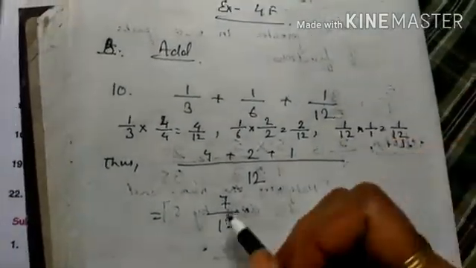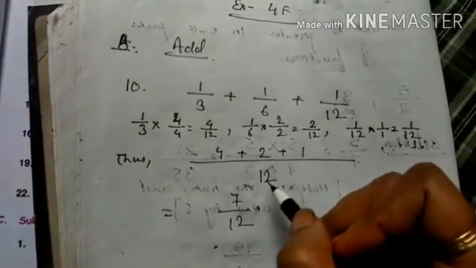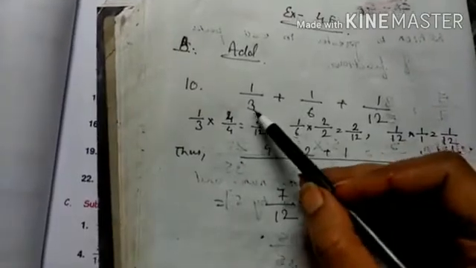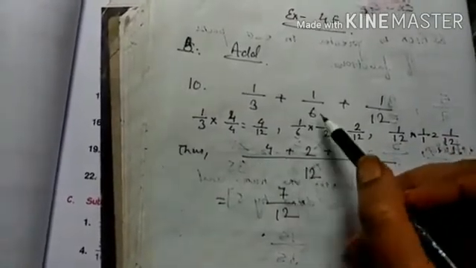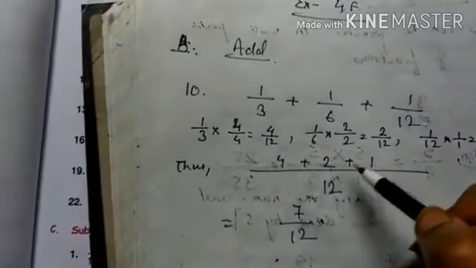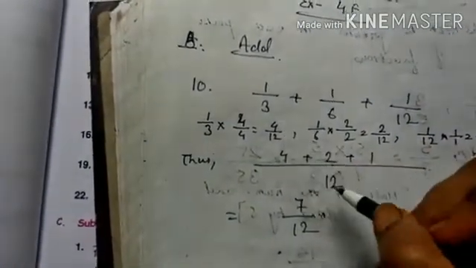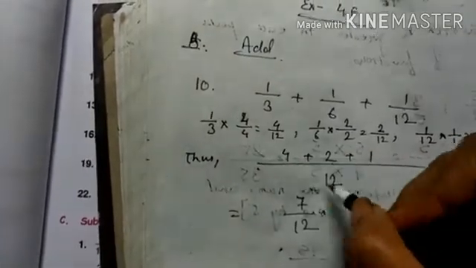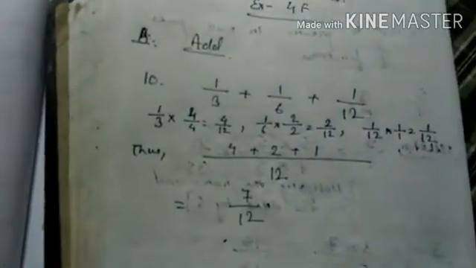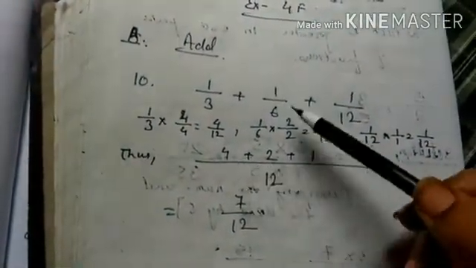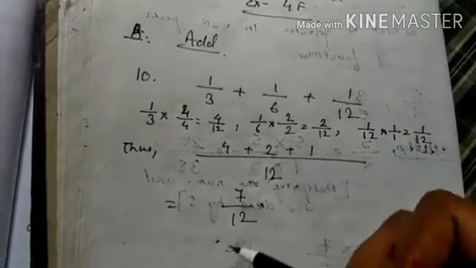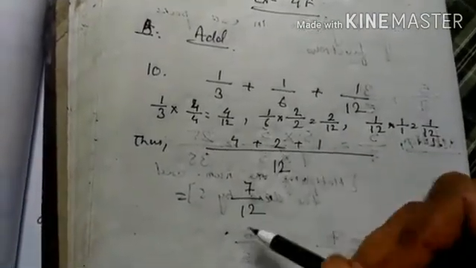So now take LCM 12. 3 4s are 12, so 4. 6 2s are 12, so 2. Then plus 1. When 12 is divided by 3, we get 4. When 12 is divided by 6, we get 2, and 12 by 12, 1. So now 4 plus 2 plus 1 is 7 by 12.